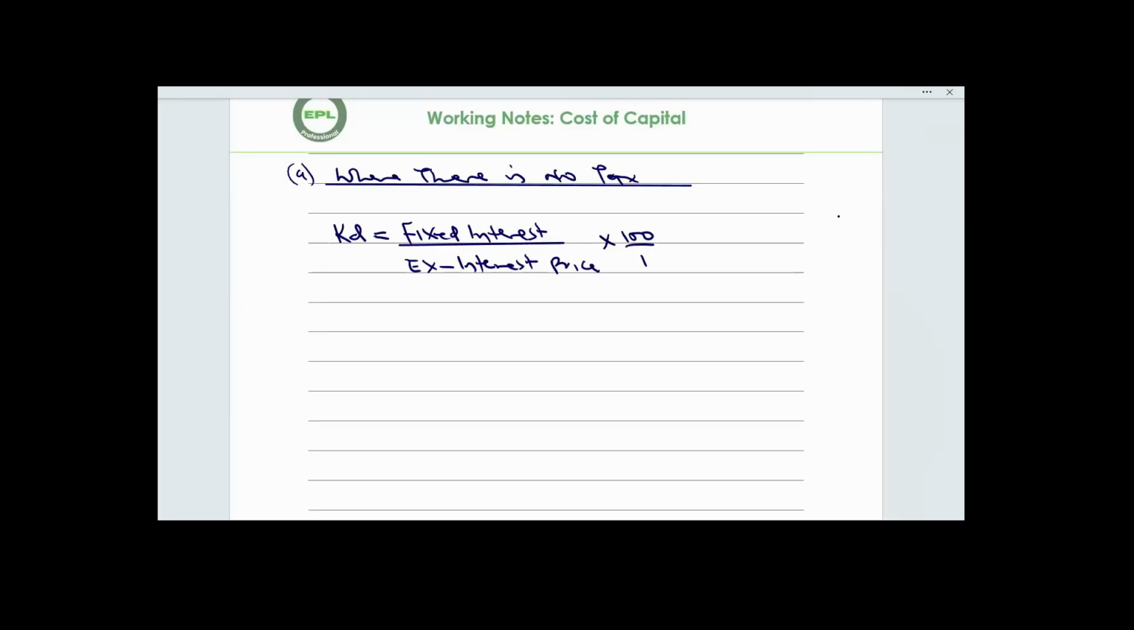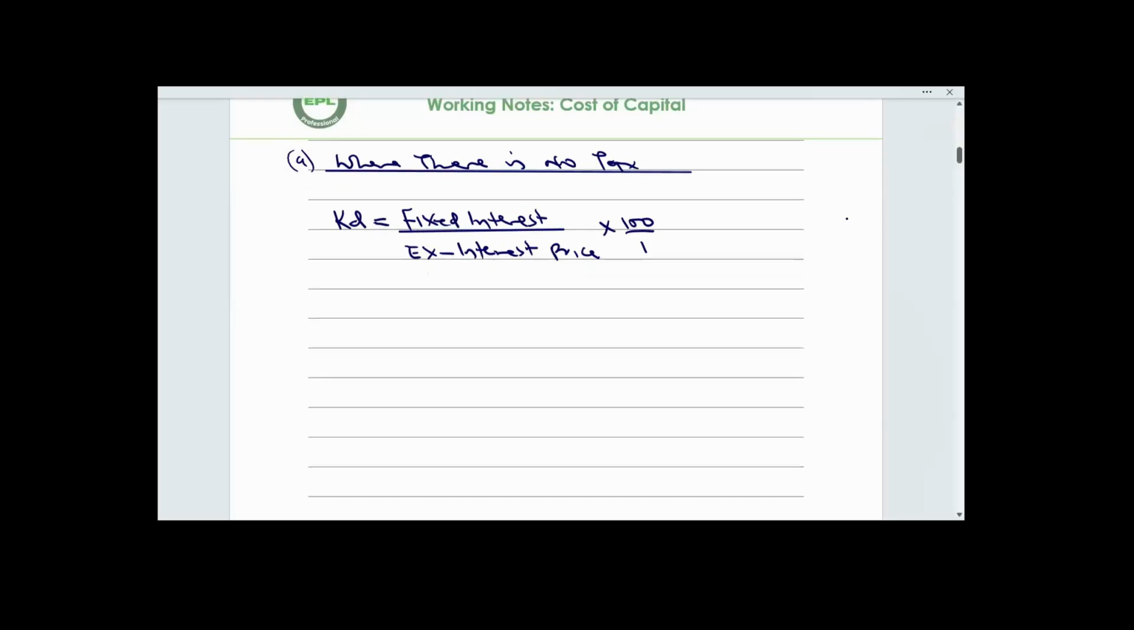So you go to the question and pick the coupon payment for the debt. The interest rate is the coupon rate. So you pick it and divide it by the ex-interest price. This ex-interest price is the market value of the debt per unit.